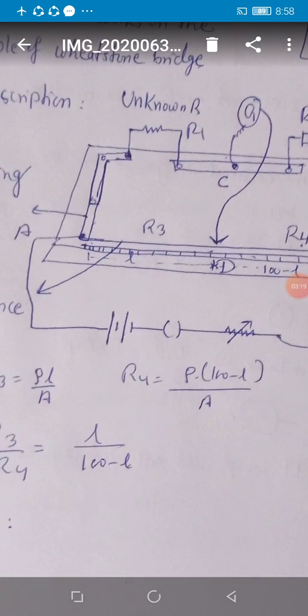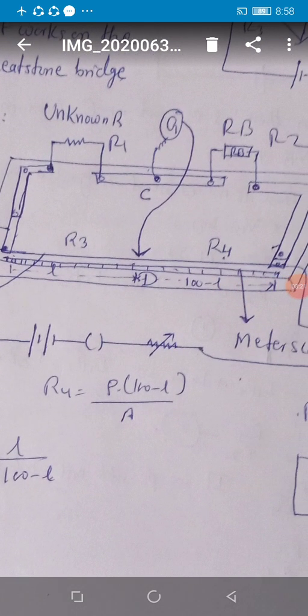And you can see there are two gaps where I have connected two resistances R1 and R2. Near R2, students, I have written resistance box. I will tell you what this box is about. A resistance box is an arrangement in which I can add the desired resistance of my choice. How it is helpful, I will show it.